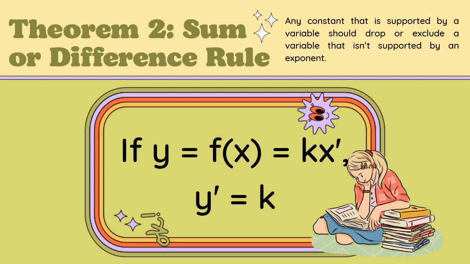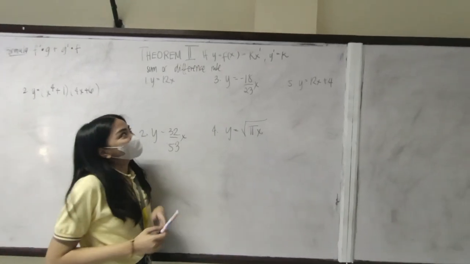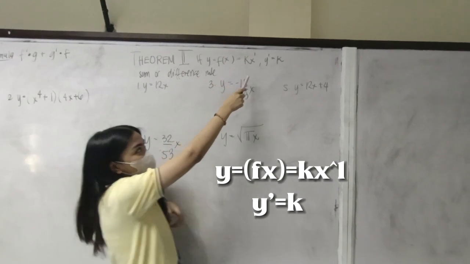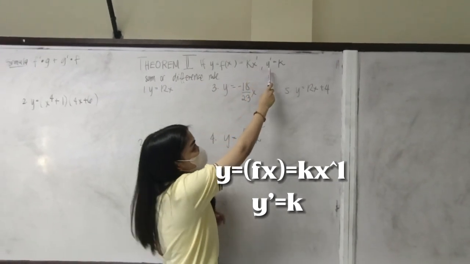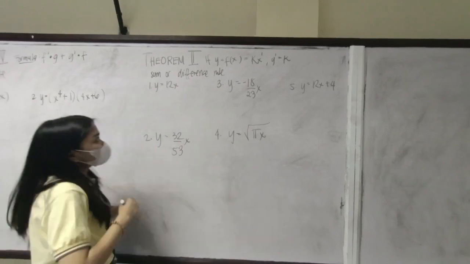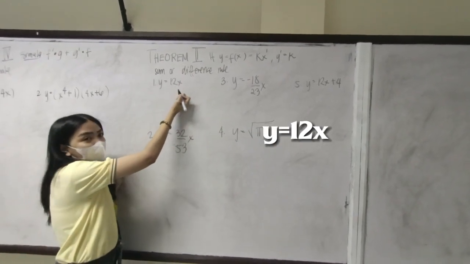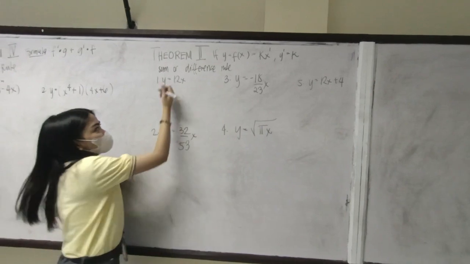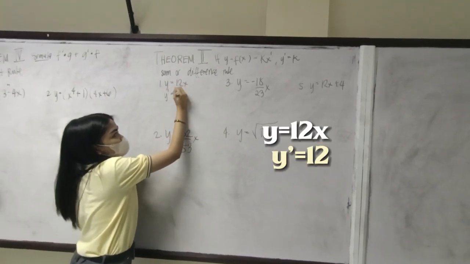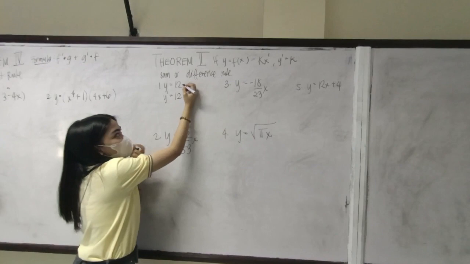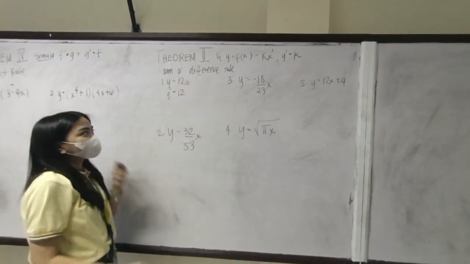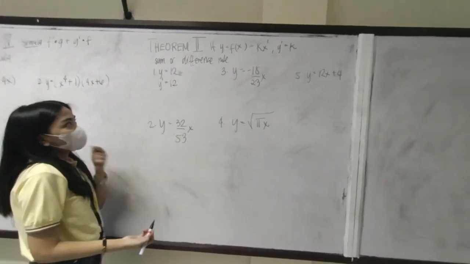It is the sum or difference rule. Any constant that is supported by a variable should drop or exclude a variable that isn't supported by an exponent. For the second theorem, if y equals f of x equals k x raised to 1, then y prime equals k. For the first example, we have y equals 12x. Then using the sum or difference rule, y prime equals 12, because x will be removed according to our rule.